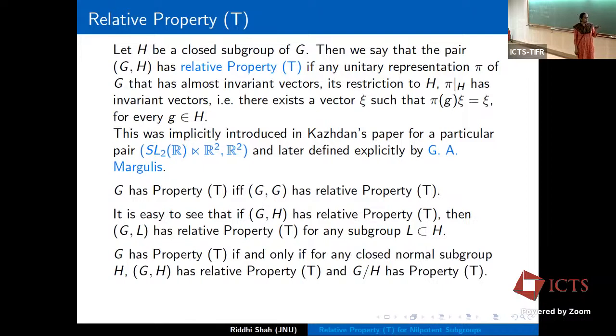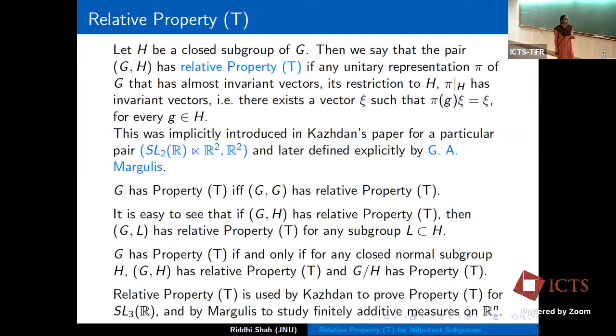And so often you can use this to prove whether a group has property T or not. So G has relative property T with respect to H if and only if for any closed normal subgroup H, (G,H) has relative property T and the quotient has property T. Relative property T was used by Kazhdan to prove property T for SL3(R), and by Margulis to study finitely additive measures on R^n. He also found families of expander graphs with the use of these relative properties.